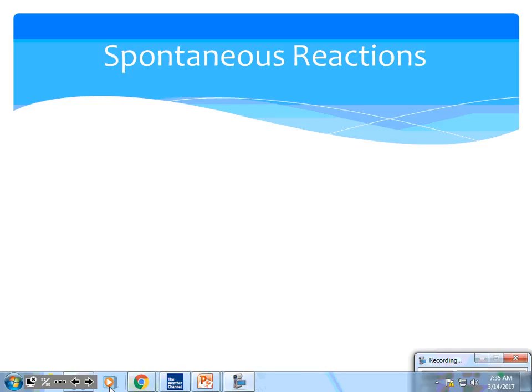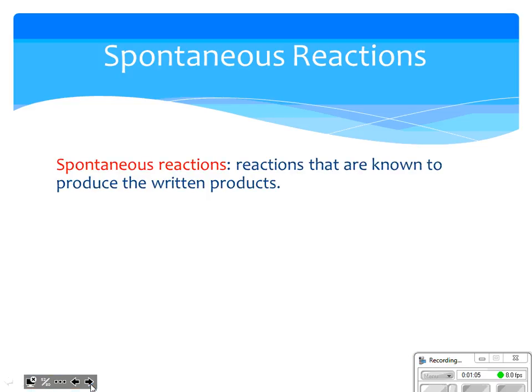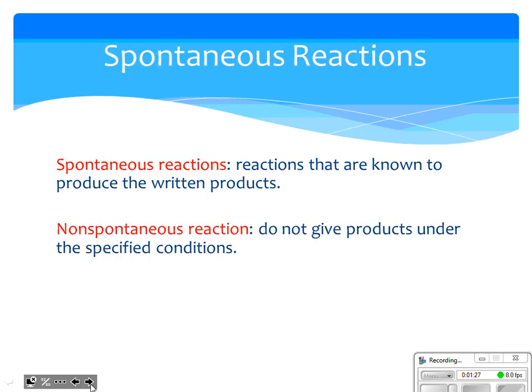But the first thing we're going to talk about here is a spontaneous reaction, which is a chemical reaction that is known to produce the written products, as opposed to a non-spontaneous reaction, which does not give the products under the specified conditions.